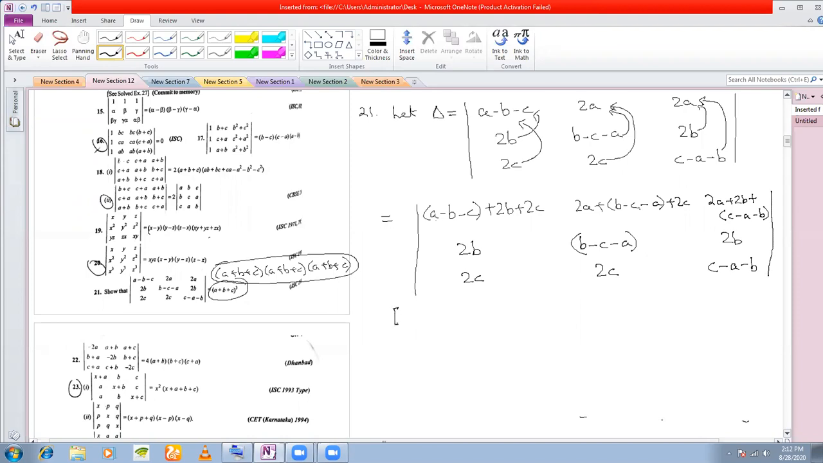So we'll write our step: adding the sum of the second and third rows to the first row. Not columns, rows: the second and third row to the first row.